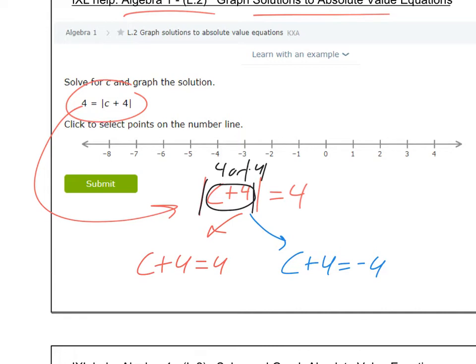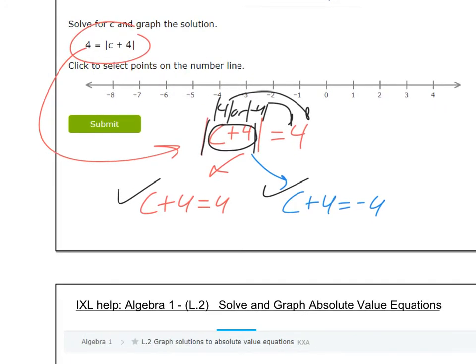Because those are the cases where, when I take the absolute value of them, they give me 4, either this one or this one. So I take each equation and set that expression, c plus 4, equal to 4 for the red case and negative 4 for the blue case. And then I just go ahead and solve each one, and that'll give me the two solutions that'll work in this absolute value equation.